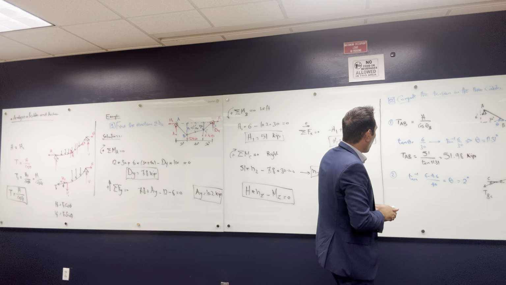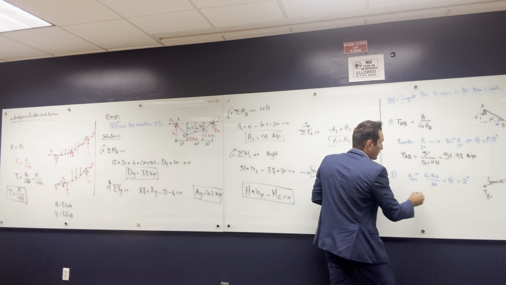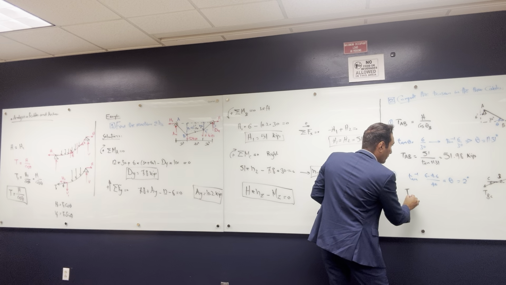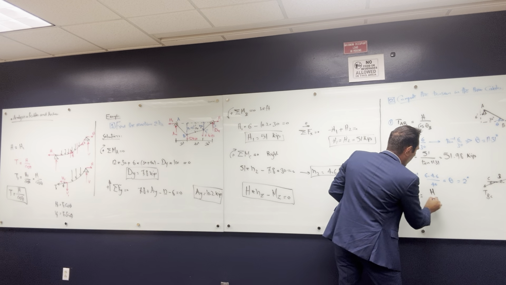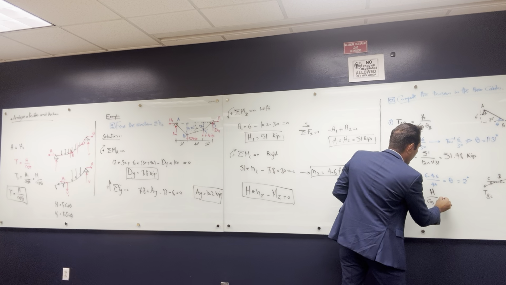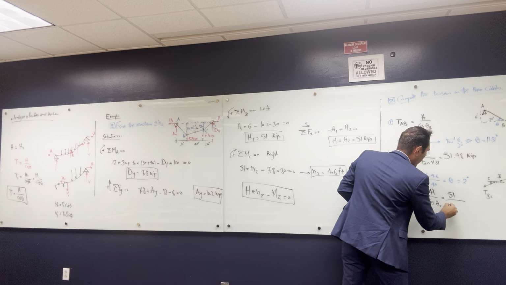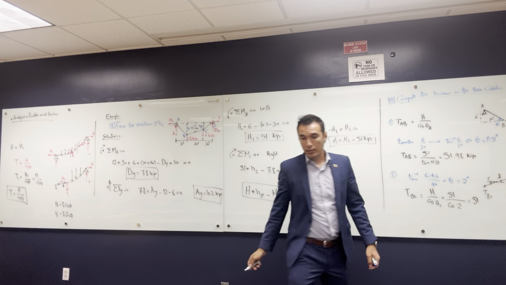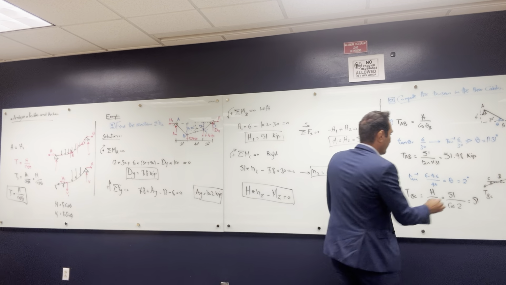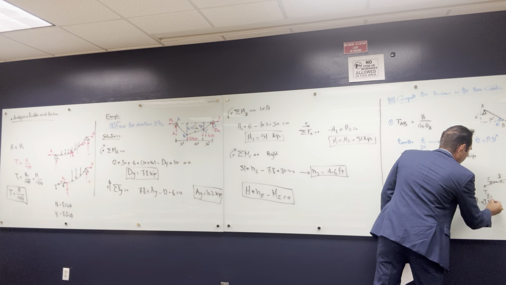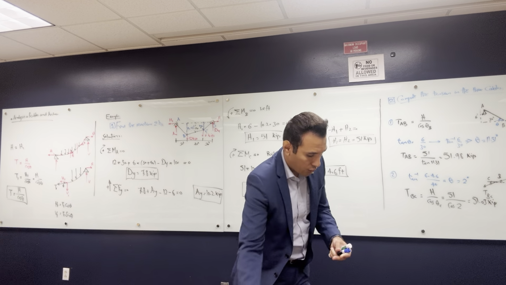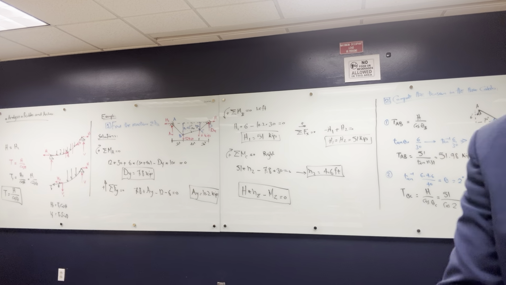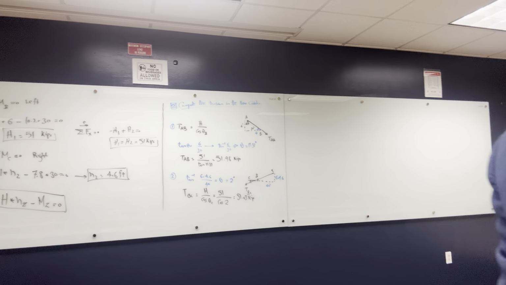All right, so when I try to find TBC, TBC is going to be equal to H over cosine theta C, and this is going to be 51 over cosine 2 degrees, and this is going to give me 51.03 kips. All right, so let's find the tension in cable number 3.